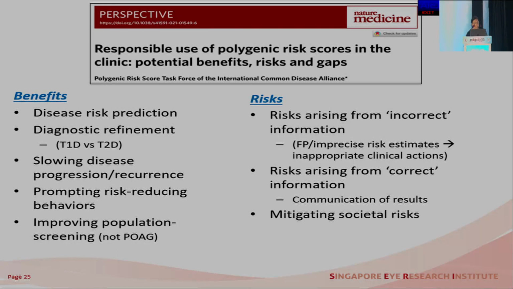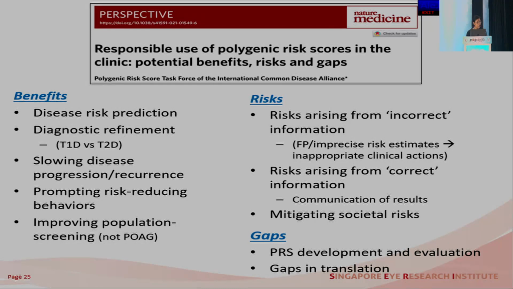Now, risks arising from correct information are mainly related to communication of results, because as I had alluded to, unlike the test for single gene diseases, it is not a diagnostic test, it's a risk stratification tool. Societal risk really results from issues related to insurance or employment.